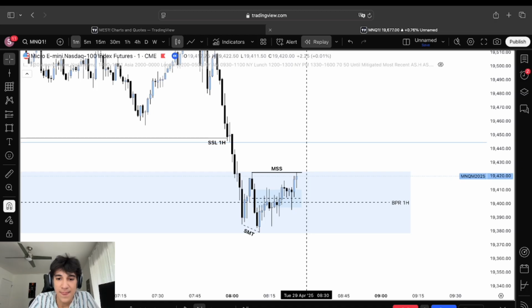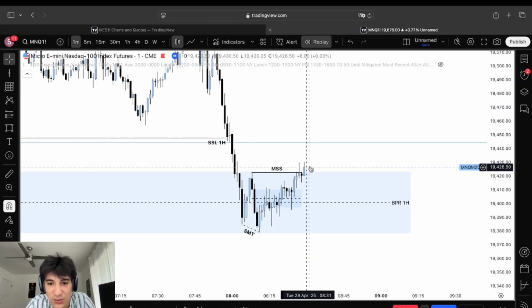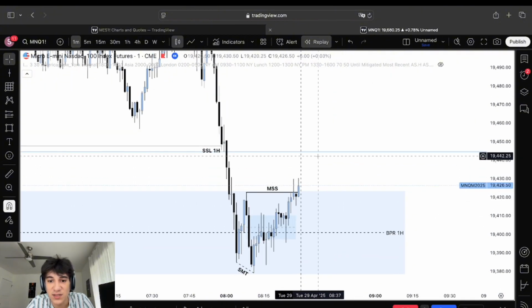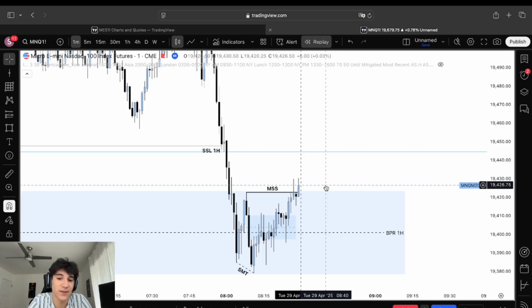We see that we are very close to getting it, right? Very close. Not quite yet. And then pretty sure on this candle, yes, we get the actual market structure shift. Now I want to see a little bit of displacement to the upside, showing that this is a valid market structure shift. We do actually want to go up.